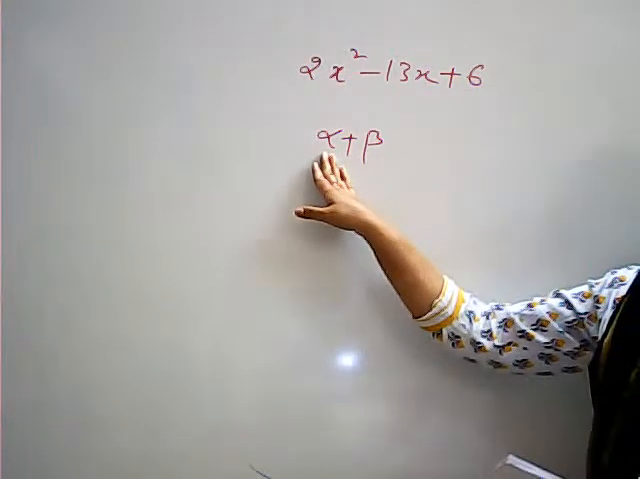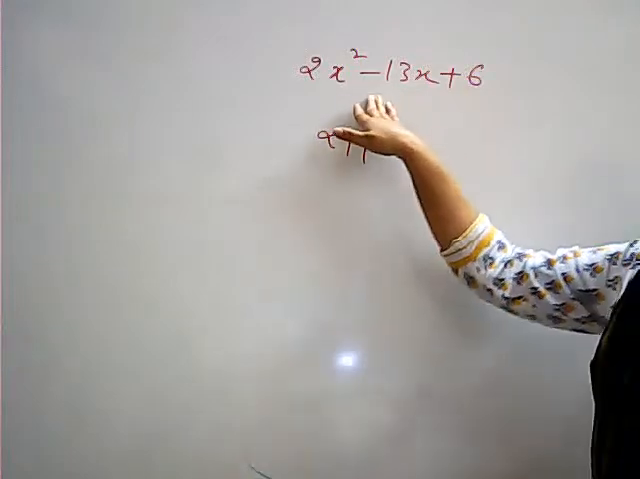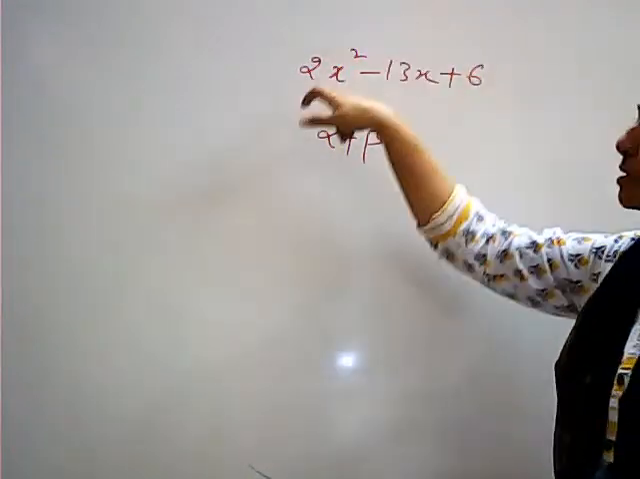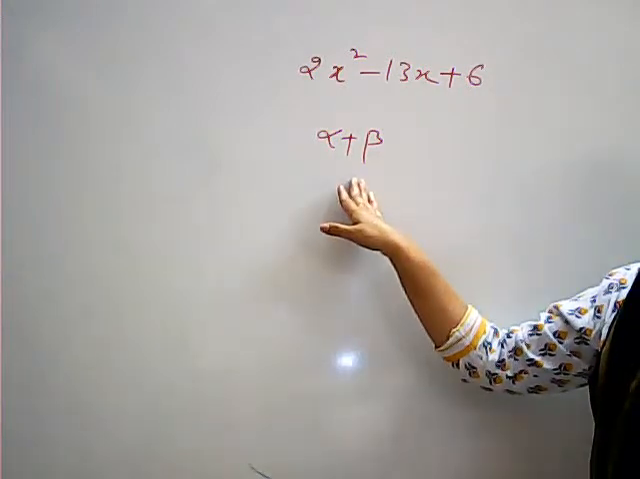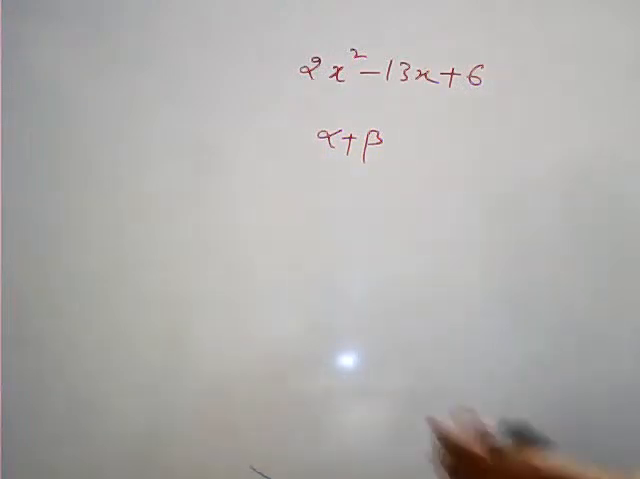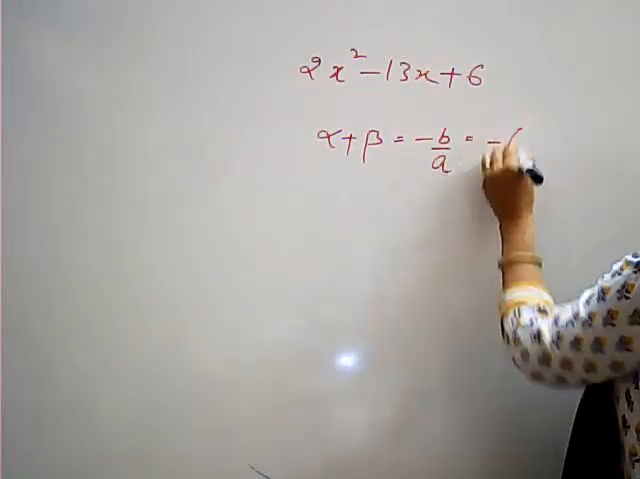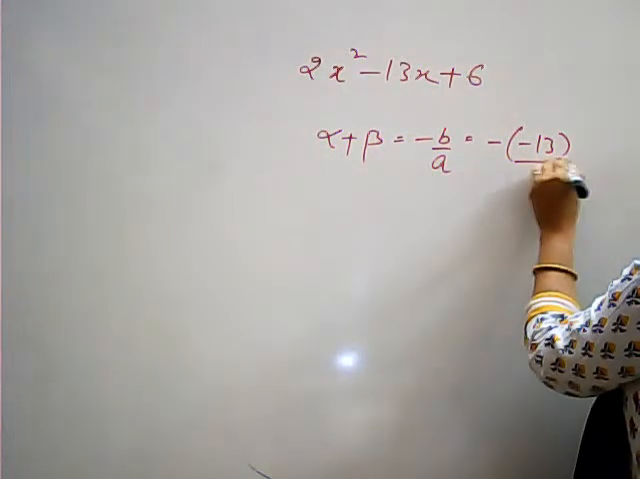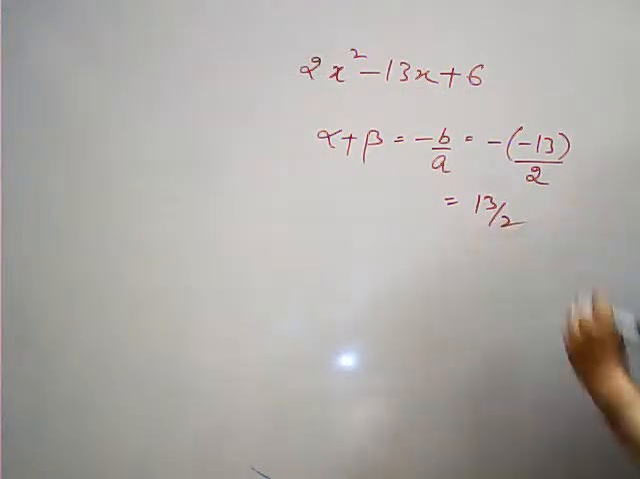So हमें यहाँ पे क्या find करना है? You have to find the sum of the zeros. If you are wasting your time by middle term splitting, पहले zeros find करोगे, फिर उसका sum find करोगे. That is literally the wastage of time. You know what is alpha plus beta? That is equal to minus b over a. So minus, and b is minus 13 and a is equal to 2. So your answer is 13 over 2.